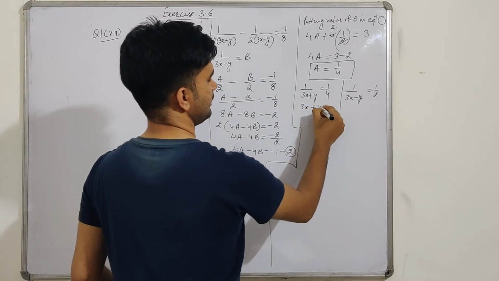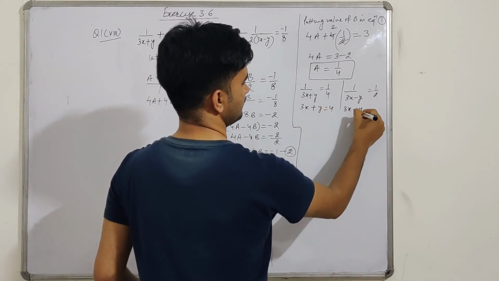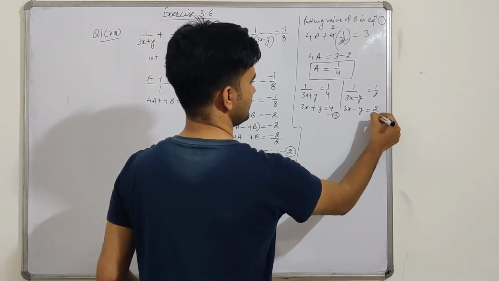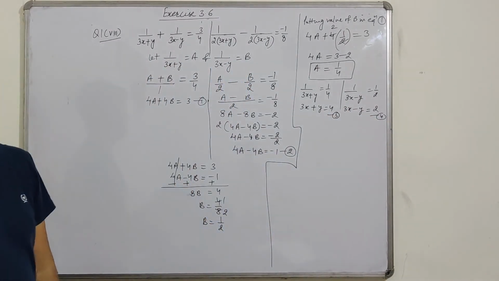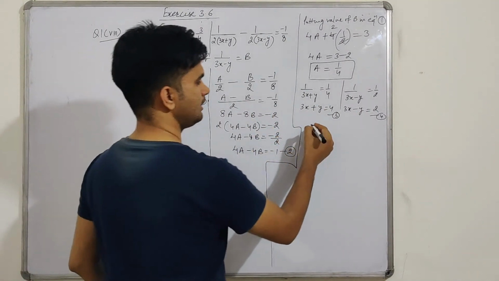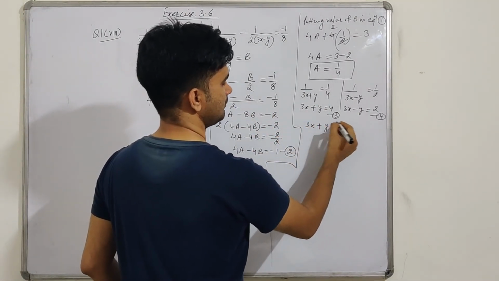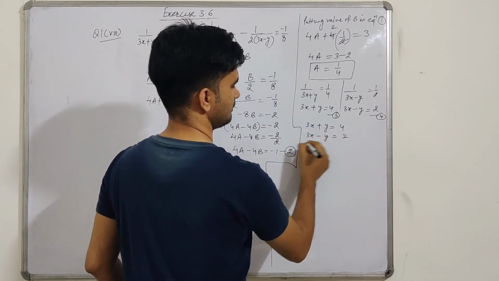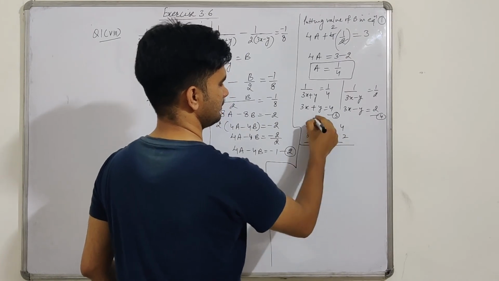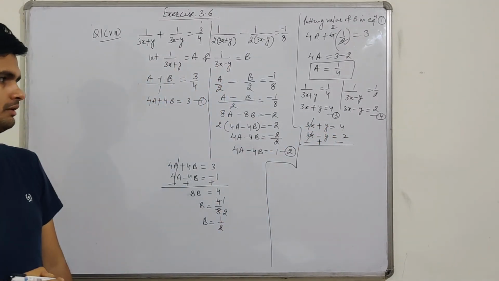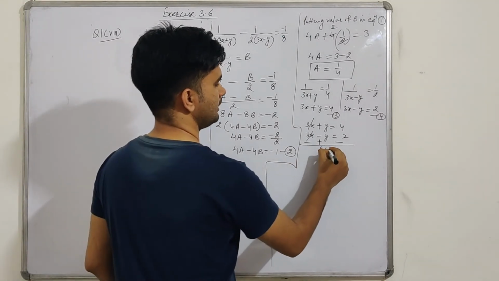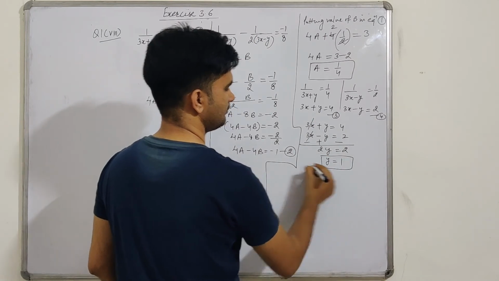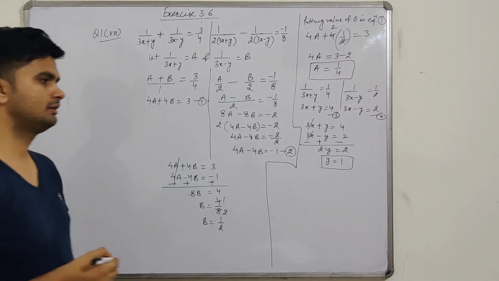So 3x plus y is equal to 4. 3x minus y is equal to 2. Give it the name equation 3. This as 4. To find value of x and y, again I will use the elimination method. Subtracting equation 4 from 3. Positive negative cancel. So y plus y, 2y is equal to 2, then y is equal to 1, right?